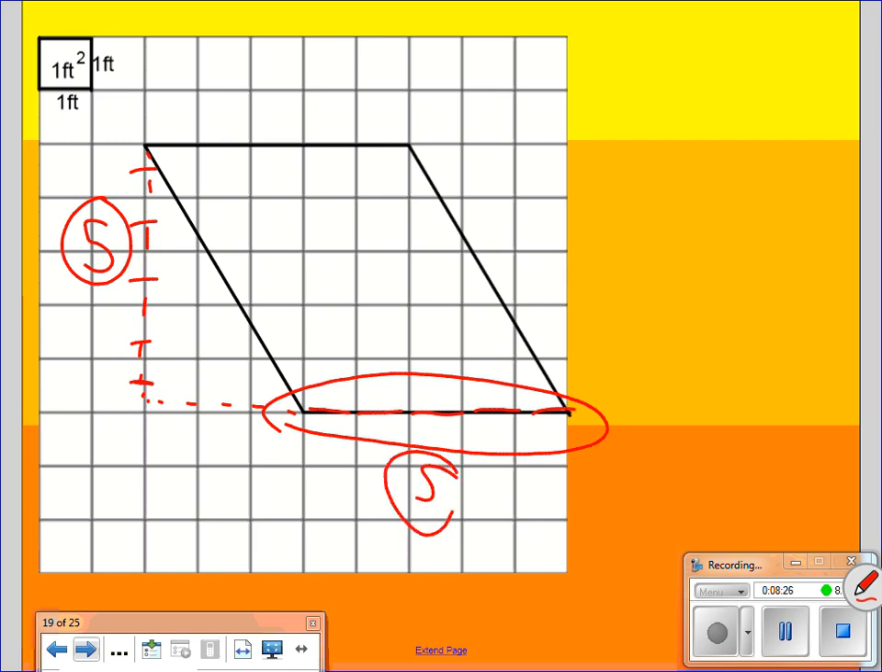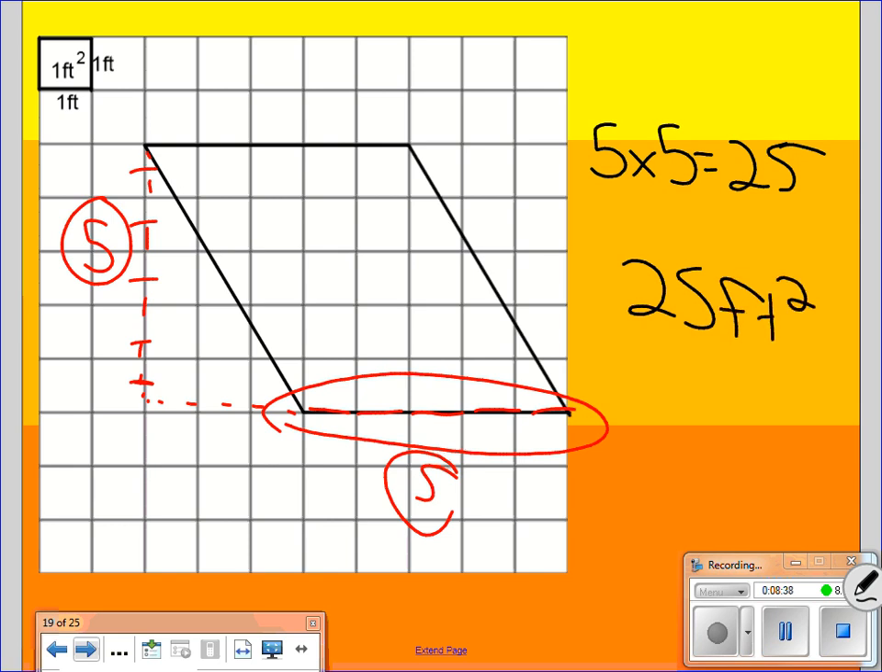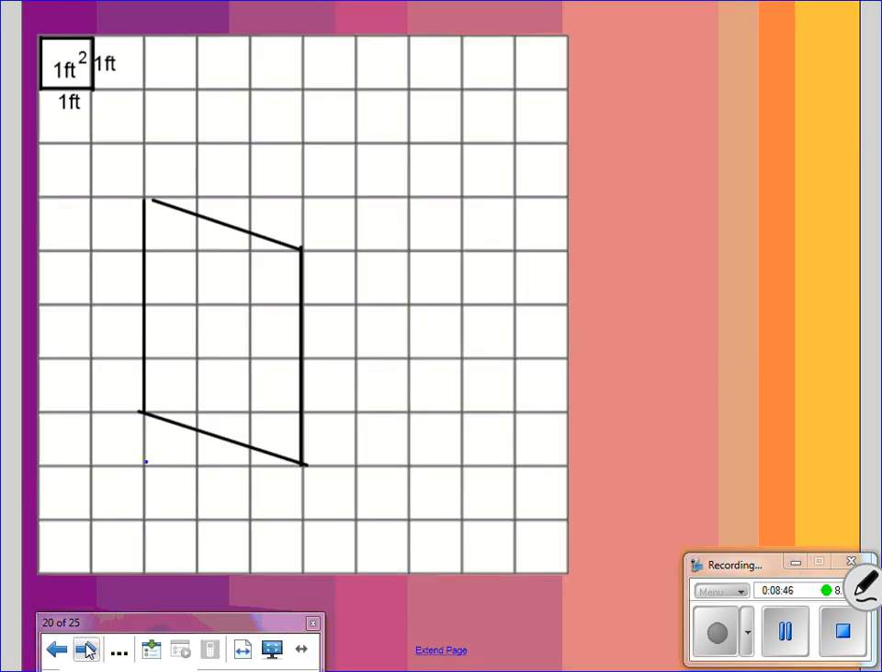So how am I going to solve this? I'm going 5 times 5 equals 25. It's not a triangle, so I don't divide. So 25 feet squared. The reason why I'm not dividing it is because once I have my shape here, there's nothing to divide. It's the whole entire shape. Take a look at this one.